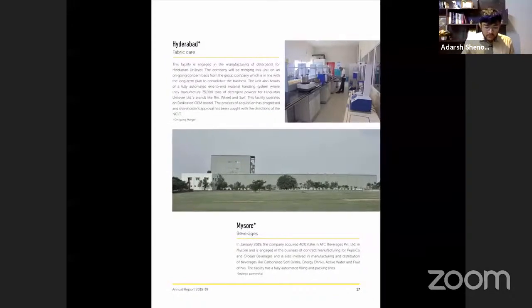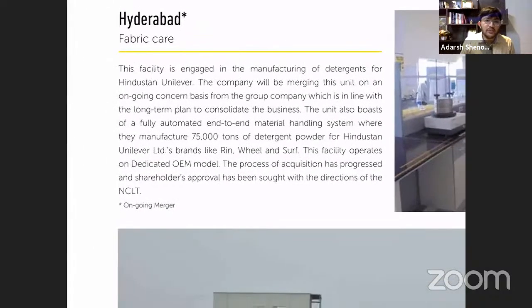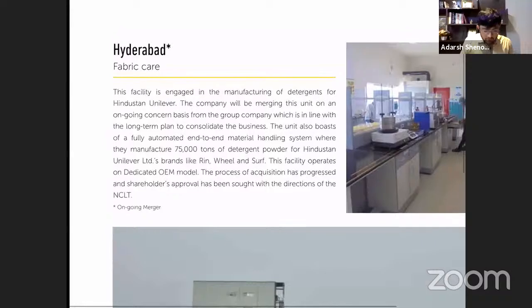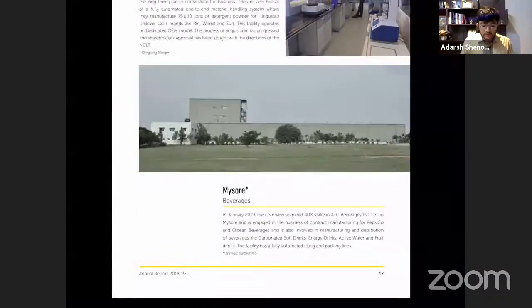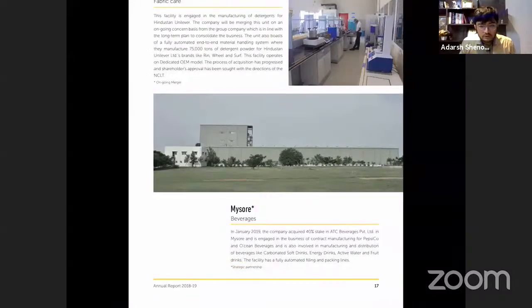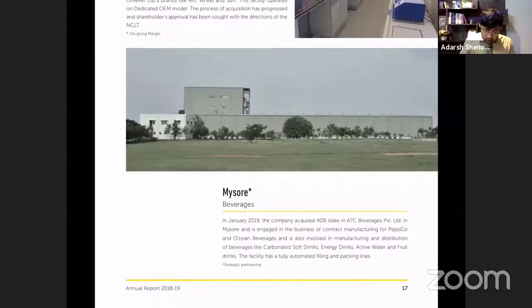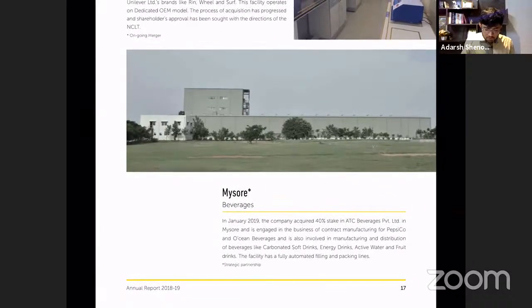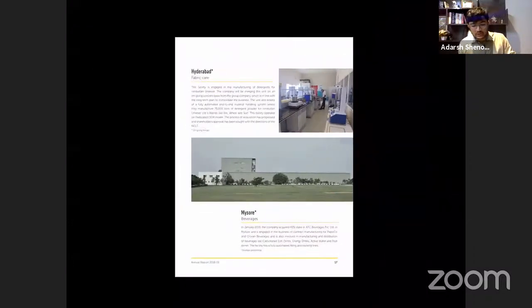Hyderabad, Fabric Care. Basically you have all the Surf, Rin, Wheel. It's all made in one factory, by the way. Rin, Wheel, Surf, everything is made by them for HUL, in this particular factory run by Hindustan Foods Limited. In Mysore also they have beverages and all that. That is, you have PepsiCo's drinks and Ocean beverages. All these things they do in this factory.